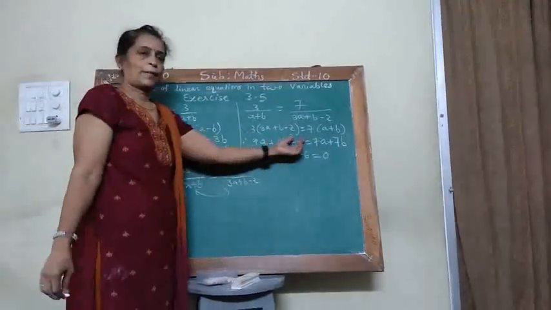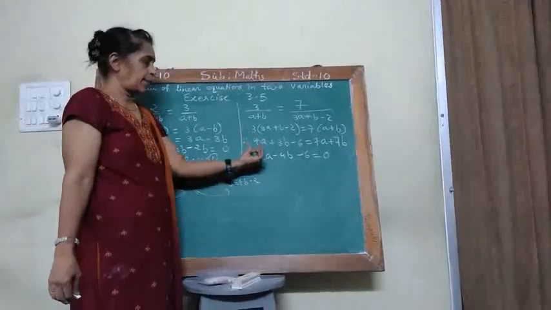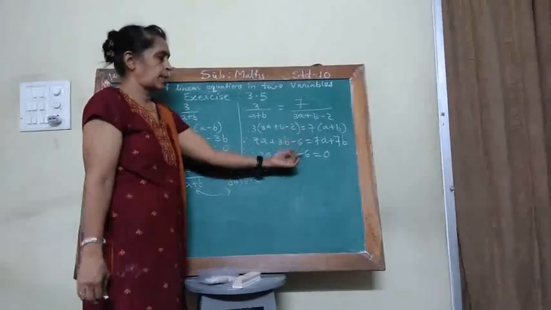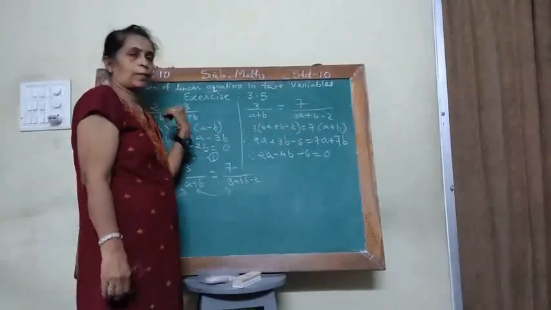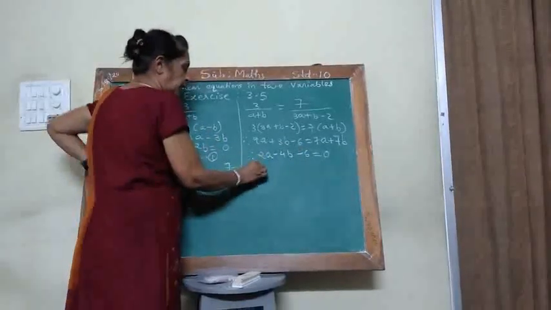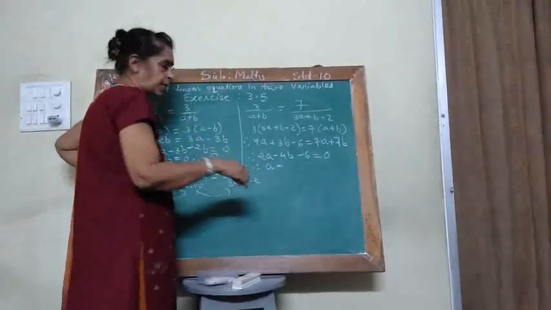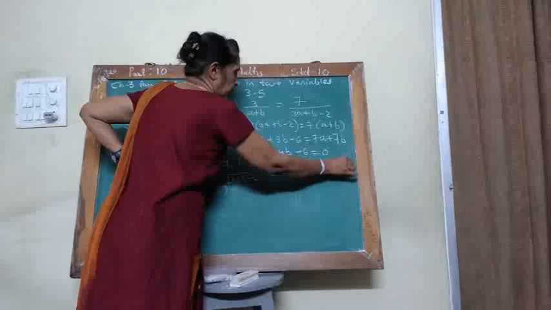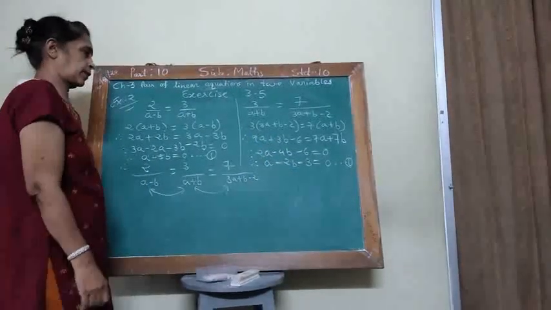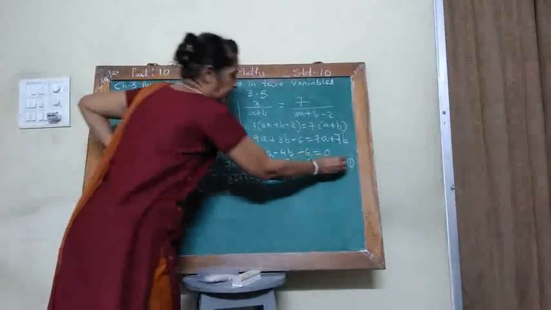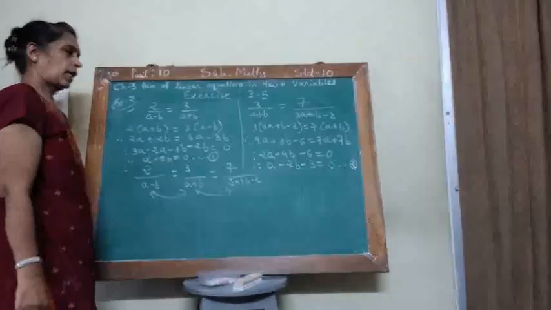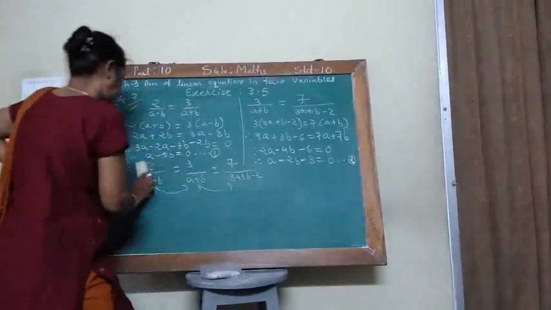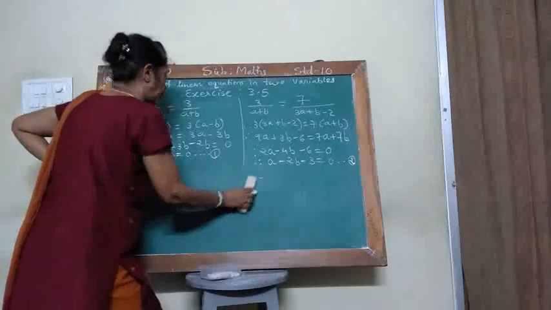So what I have done, 7A comes here, 9A minus 7A is 2A. 3B minus 7B is minus 4B, and minus 6 is already here. I take all the terms on this side. And all these terms divide by 2, to make it the simplest form: A minus 2B minus 3 equal to 0. This is equation number 2. Clear? Equation number 1 is here and 2 is here.